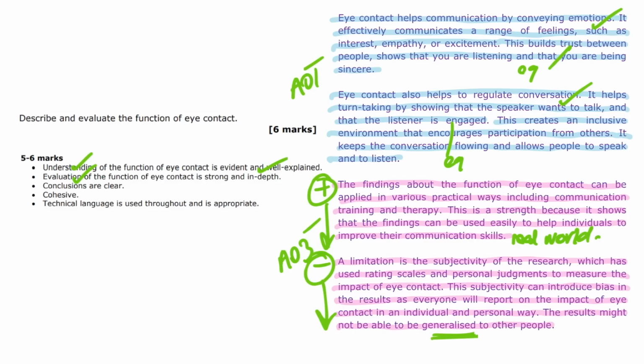The technical language used is appropriate and accurate. Terms like conveying emotions, regulating conversations, and inclusive environment contribute to a clear and concise articulation of ideas. The examples provided also enhance the clarity of the response by illustrating how eye contact improves communication in practical contexts. Overall, the answer successfully addresses the question, combining a well-explained description of the function of eye contact with quite a thoughtful evaluation that identifies both a strength and a limitation. Technical language is used effectively to really convey the concept clearly.